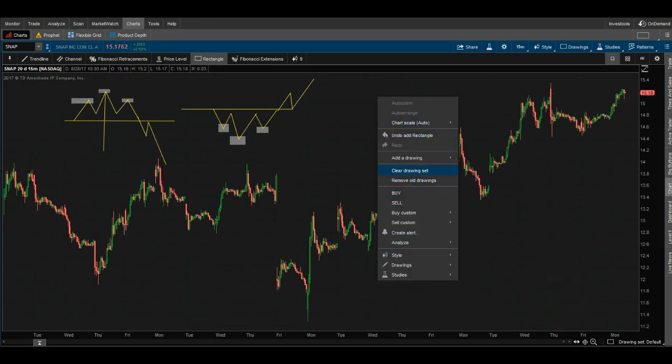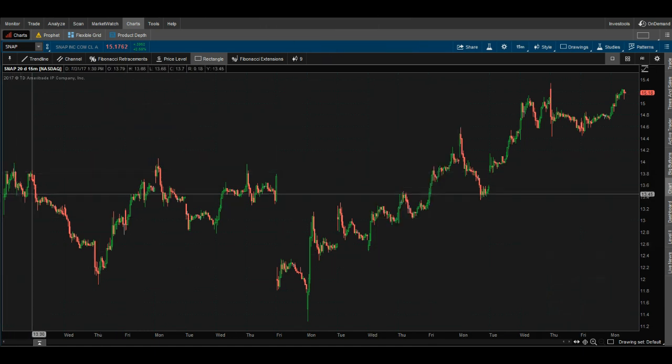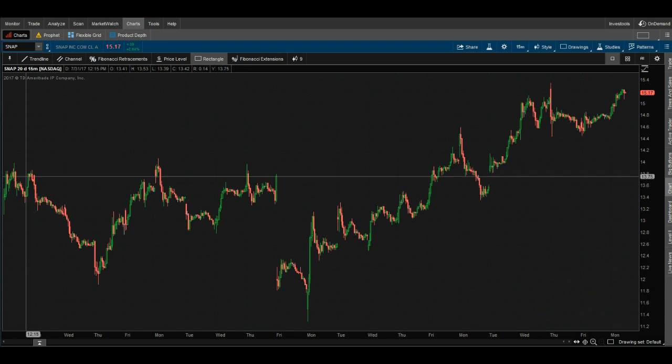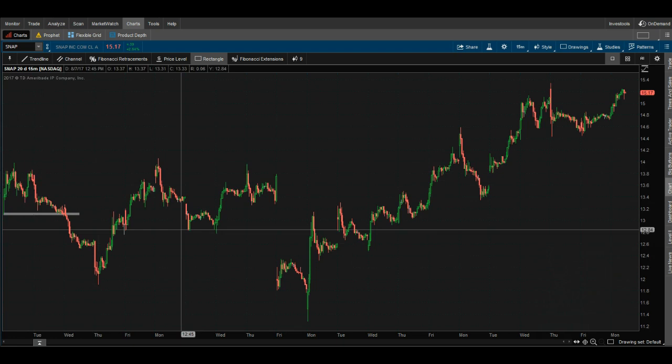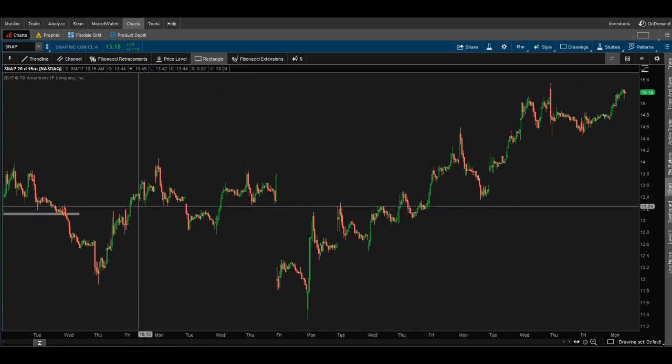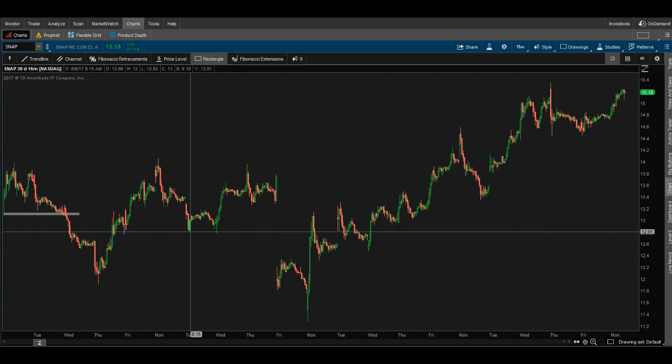So let's get rid of all these strings. As you can see, we have a shoulder, a head, because we make a high, we pull back, make a higher high, pull back, make a lower high, and then we fail. And here's our neckline with our support level, and then price tends to fall from there. Here's another shoulder, head, shoulder, your neckline, and then the failure.